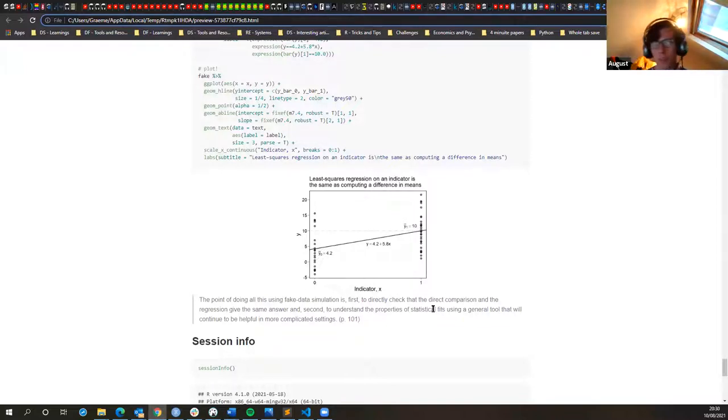What am I trying to say? So the point of doing all this using fake data simulation is to directly check that the direct comparison of your two means and the regression gives us the same answer. Yes. Which it does, yeah.